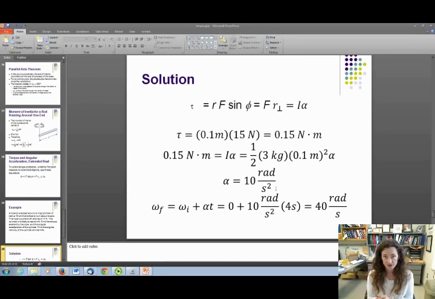Okay, so we found alpha, but now we need to use alpha to solve for the angular velocity after 4 seconds. In the problem, it told you that the cylinder started from rest. It wasn't turning when the problem started. So my initial angular velocity is 0. So I can just use the kinematics equation omega f is equal to omega i plus alpha t and solve for my final angular velocity using the alpha that I found in my torque equation. So I get omega f is equal to 0 plus 10 radians per second squared times 4 seconds, which gives me 40 radians per second at time t equal to 4 seconds.